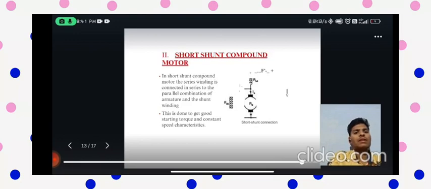In the short shunt compound motor, the series winding is connected in series to the parallel combination of the armature and the shunt winding. This is done to get good starting torque and constant speed characteristics. You can also refer to the circuit diagram given.